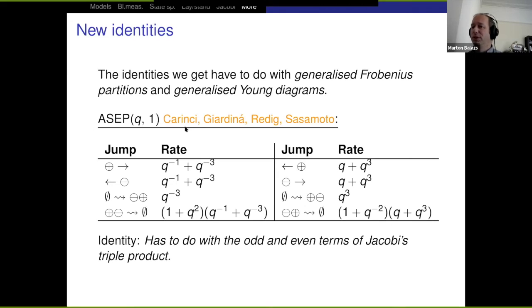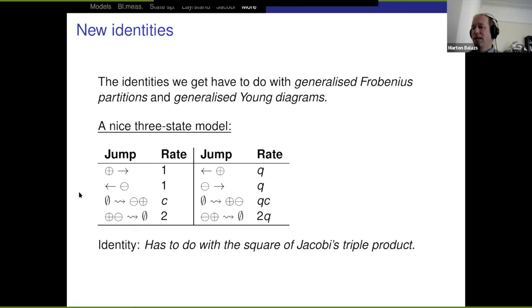ASAP Q1 is a model looked at by Carinci, Giardina, Redig, and Sasamoto. We can do that, and you end up with some kind of even and odd terms from the Jacobi triple product if you do all this. There is a nice three-state model when you have jump rate 1 to go and jump rate 2 for annihilation, and another one for creation. It turns out to give you the square of the triple product.